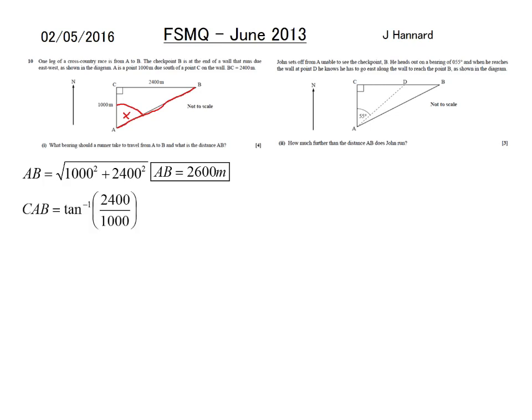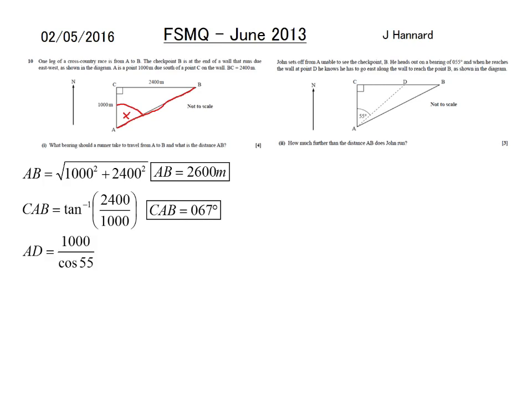So the angle is going to be opposite over adjacent, which is 2,400 over 1,000, and then shift tan it, and you end up with 67 degrees, because remember bearings, it's 067. Second part, John sets off from A, unable to see the point B. He heads out on a bearing of 055, and when he reaches the wall at point D, he knows he has to go east along the wall to reach B, as shown in the diagram.